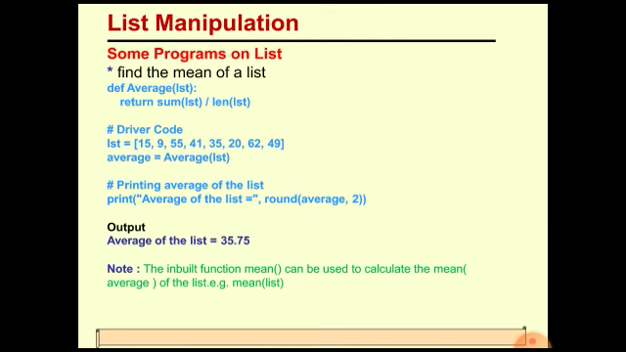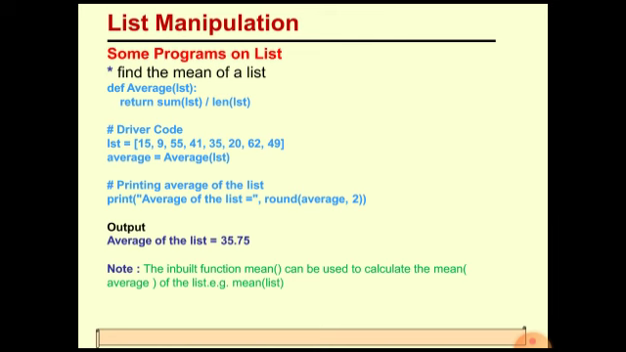What does average comma 2 mean? We want to round the average value, which is a decimal value, and the 2 means we want to round it off to the second decimal place. In this way we can use the round function for printing the average to two decimal places. You can see the output here: average of the list is equal to 35.75.